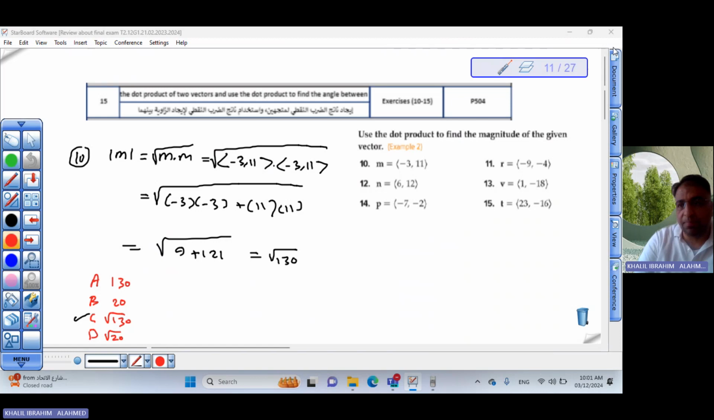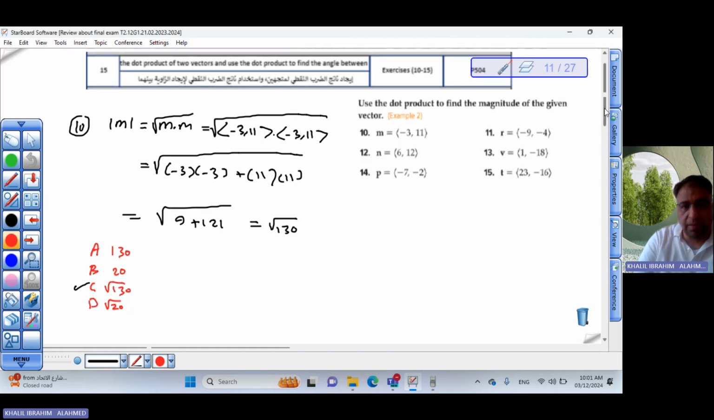Question 15 in final exam. Find the dot product of two vectors and use the dot product to find the angle between them. Okay, it is easy to solve this question. The dot product of two vectors and use the dot product to find the angle between the two. To use the dot product to find the magnitude of the given vector, the length of the vector.